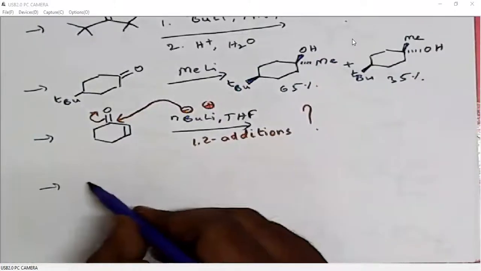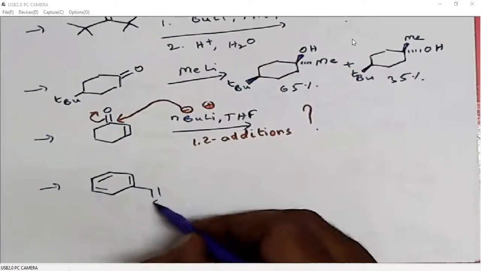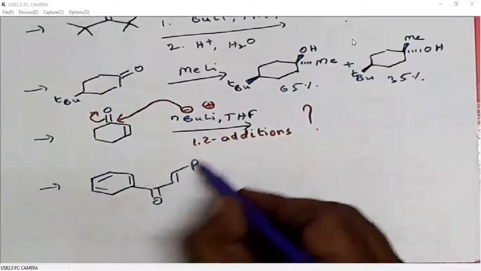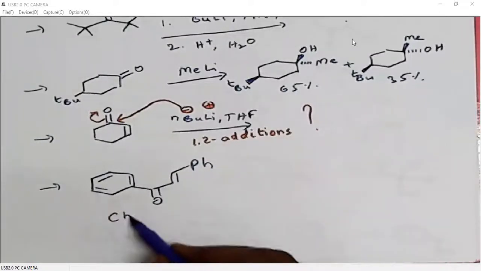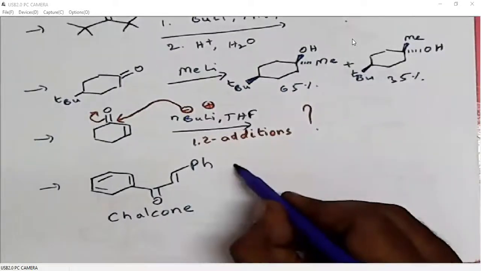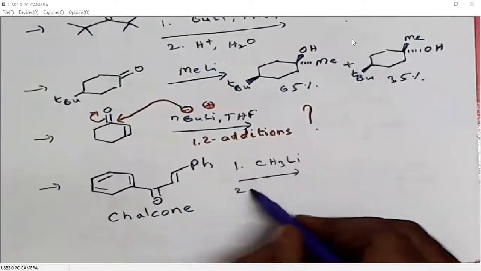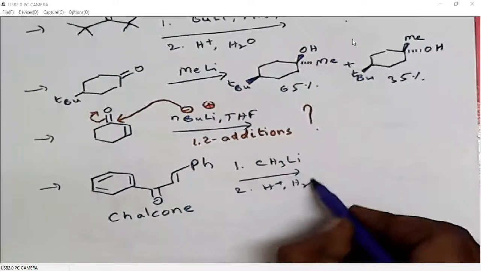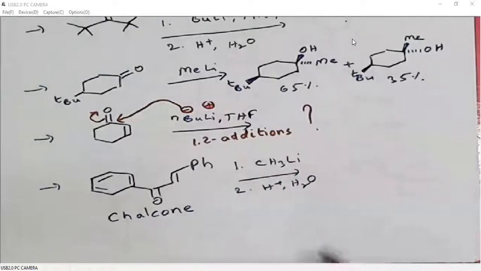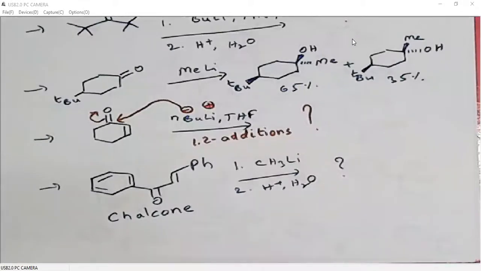Please take one more practice problem. This is called chalcone. When chalcone is treated with methyl lithium, methyl lithium will undergo 1,2 addition. So you write the product here. Methyl lithium will undergo 1,2 addition to the chalcone.